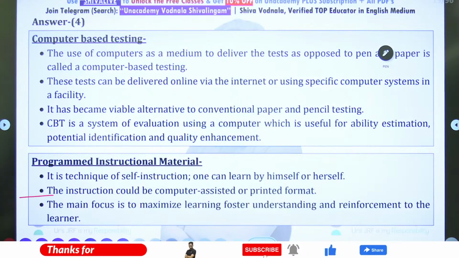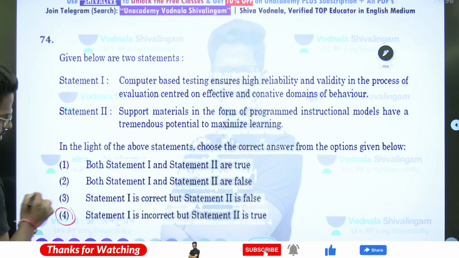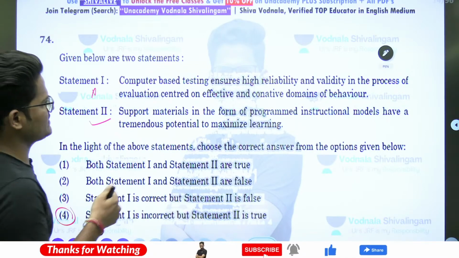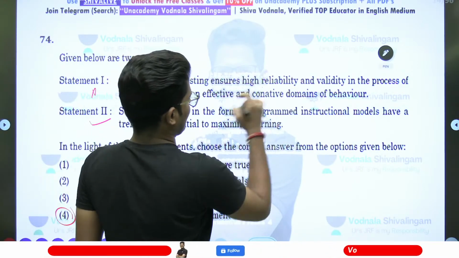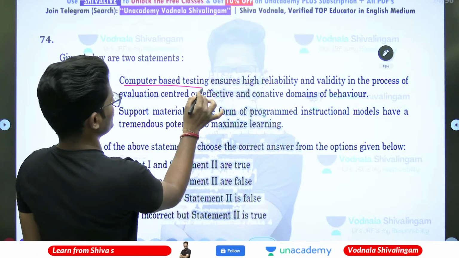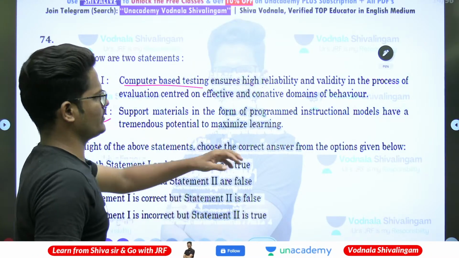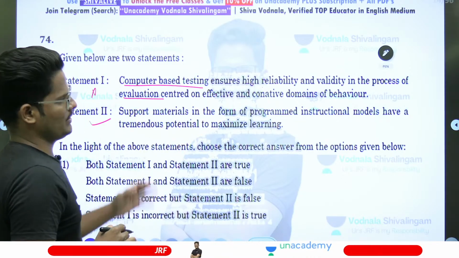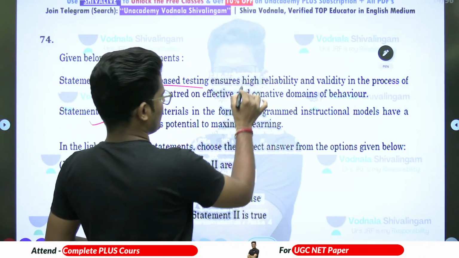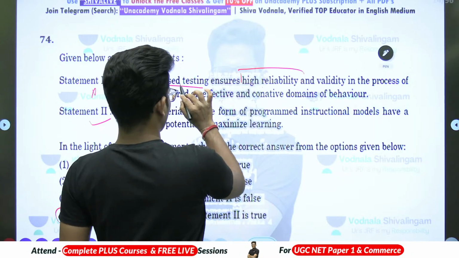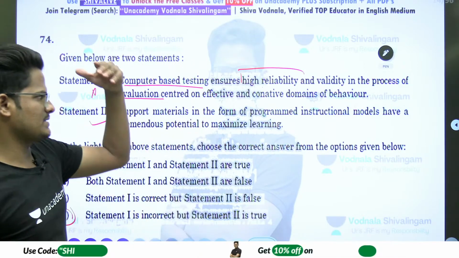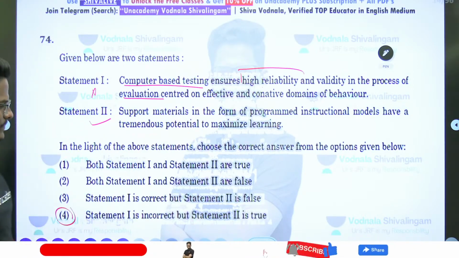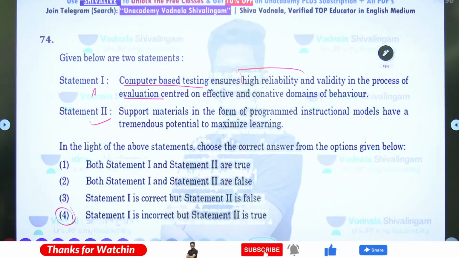The answer is option number 4 is the correct answer for this question. Statement 1 is incorrect and statement 2 is correct. Why is statement 1 incorrect? CBT ensures high reliability. Whether it is computer based testing or anything, it is not going to increase the reliability and validity of the process of evaluation on the affective and cognitive domains of behavior. Whether it is online based or offline based exam, reliability and validity is not going to be increased or decreased. That is why the first statement is wrong.